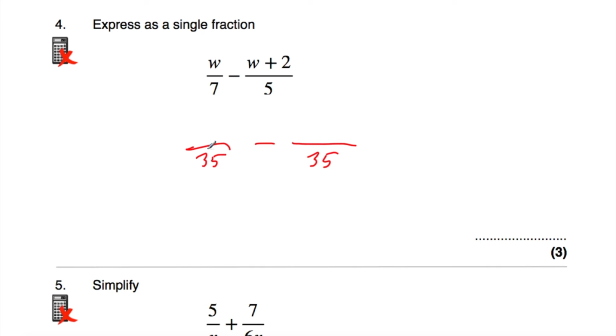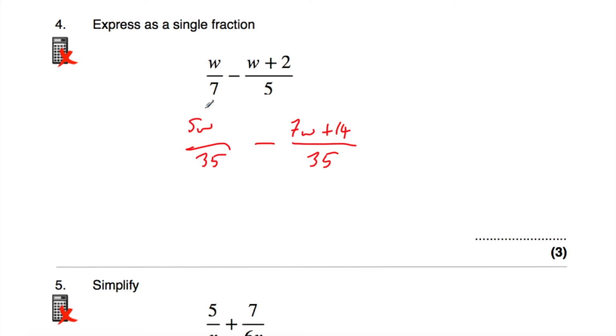Now to get from 7 to 35, we multiply by 5. So let's multiply the numerator by 5. 5 times w would be 5w. Now with our next fraction, to get from 5 to 35, we multiply by 7. So we need to multiply everything on the numerator by 7. 7 times w is 7w. And then we've got 2. We're going to times that by 7, so that'll be then plus 14.